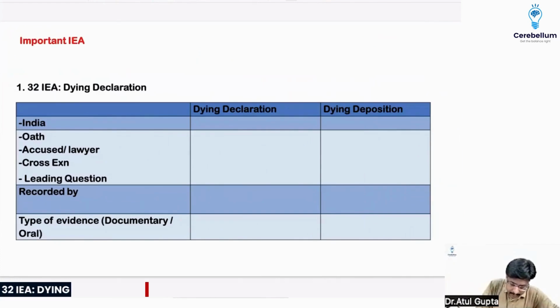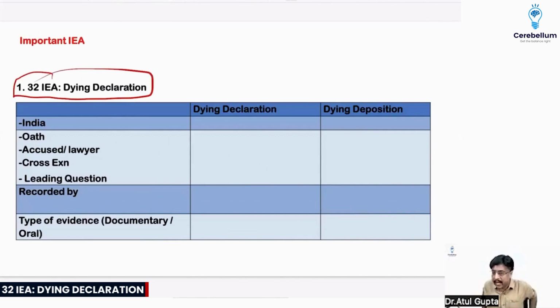Section 32 of the Indian Evidence Act is for dying declaration. Suppose a person is dying and his evidence is to be recorded. That can be called either a dying declaration. Suppose a person is stabbed, he's almost about to die, and he records his evidence. That will be a dying declaration or dying deposition.